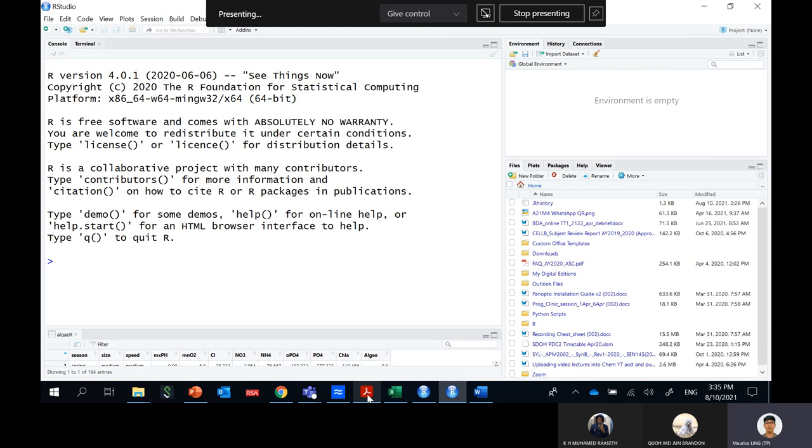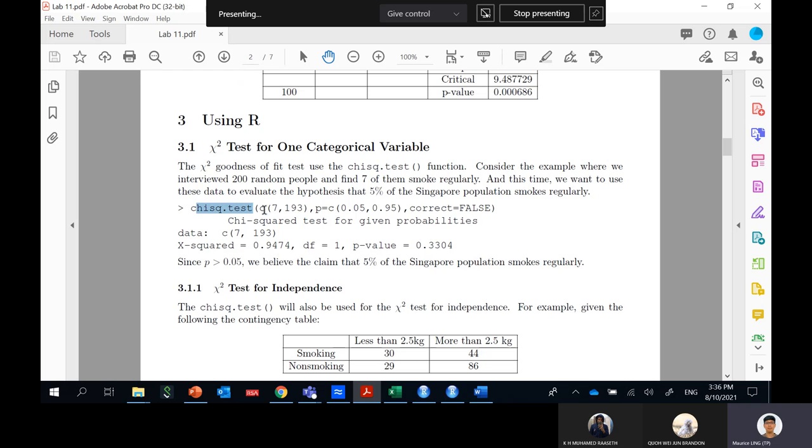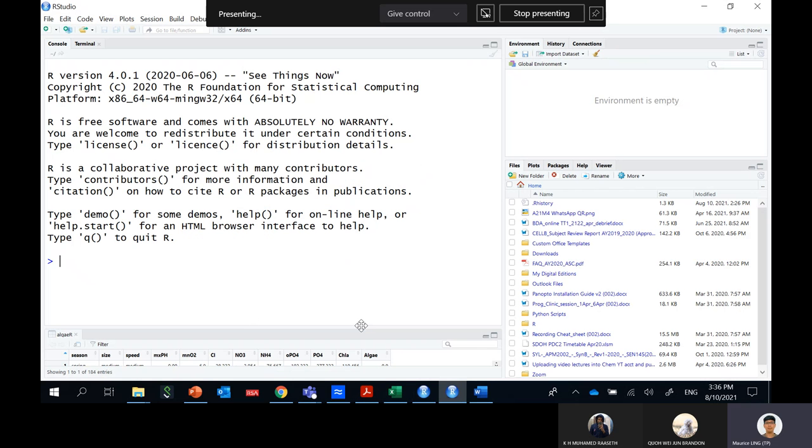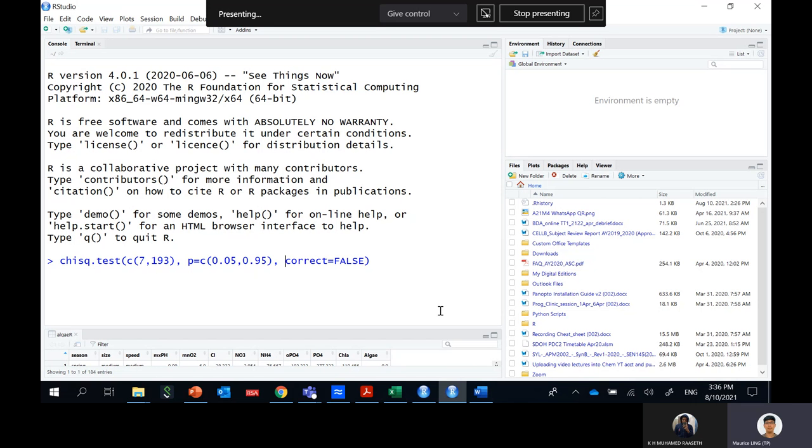So how do we do it in R? Let's look at the code itself. Just put it in yourself. Okay. So the first variable, you give it the actual count data, 7 and 193. So the c is a cbind. Basically, you group the thing together. P means the probability. So you don't have to give the expected range. You give the probability based on the expected range. Okay, so it's 5%, 95%. And the count is actually calculated based on the total numbers.